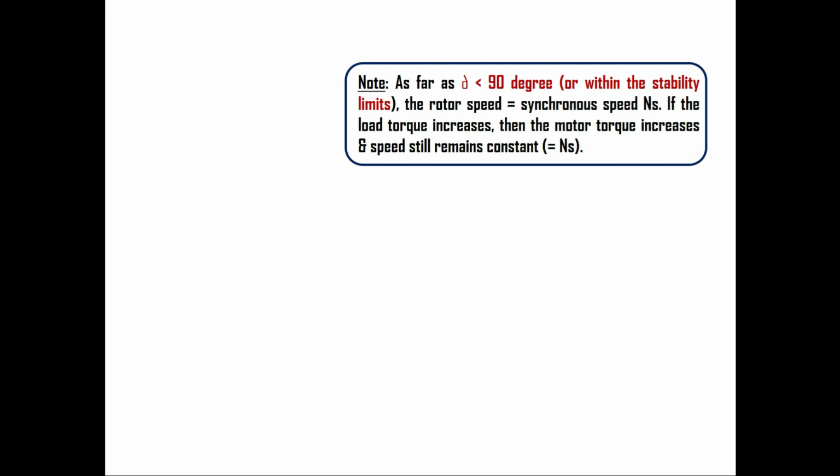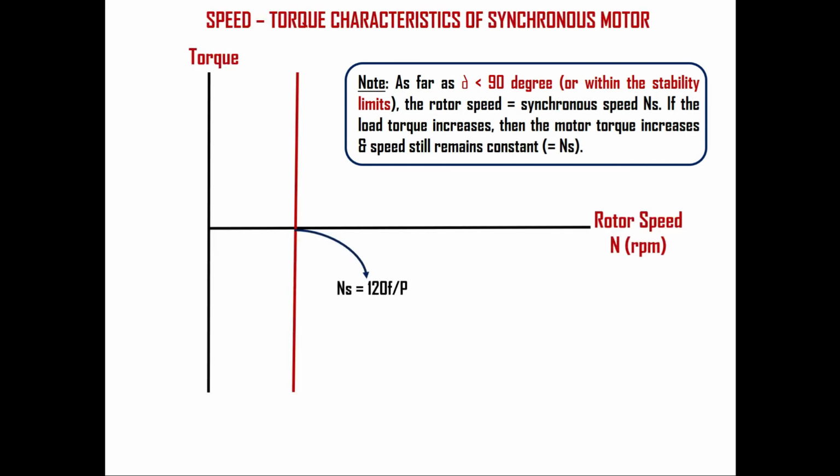If the load torque increases, the motor torque alone increases and speed still remains constant and equal to Ns. This is the main difference between the synchronous motor and induction motor. Since in induction motor, if the load torque increases, the motor torque increases and along with it the speed decreases. So the speed torque characteristic of synchronous motor is a straight line and parallel to the torque axis as shown here.